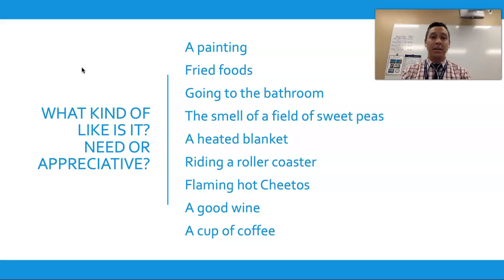Now, all these below are kind of a little trickier. Riding a roller coaster, I would say is appreciative, but Flamin' Hot Cheetos, good wine, a cup of coffee. Flamin' Hot Cheetos would also be a need because basically foods almost always qualify as need likes. But a good wine or a cup of coffee, if you are an alcoholic, then a good wine is a need like. If it's an expensive wine, and like wine tasting people, they taste and often spit out the wine because it's about savoring and enjoying the flavor, then that would be appreciative.